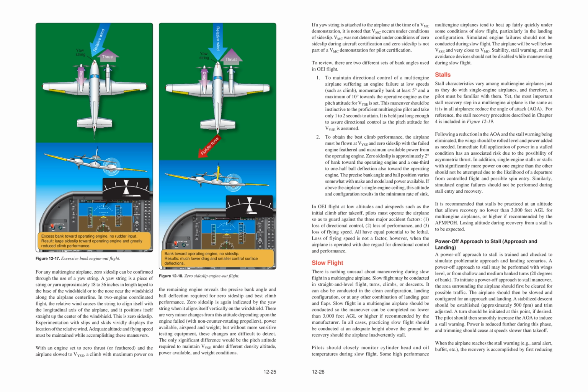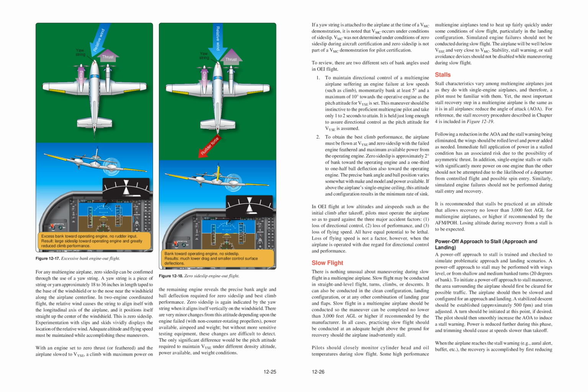Figure 12-17. Excessive bank engine out flight. For any multi-engine airplane, zero sideslip can be confirmed through the use of a yaw string. A yaw string is a piece of string or yarn approximately 18 to 36 inches in length taped to the base of the windshield or to the nose near the windshield along the airplane centerline.